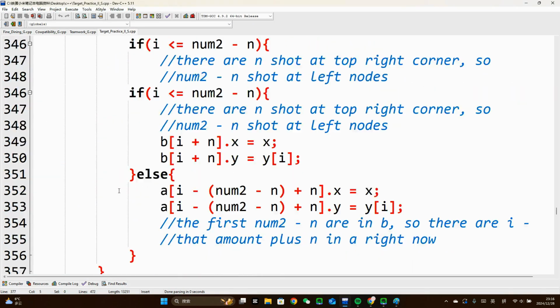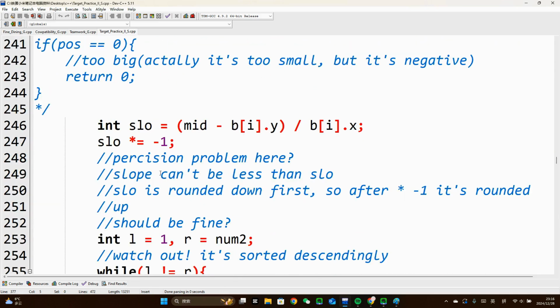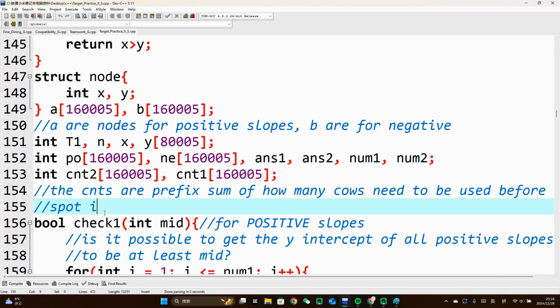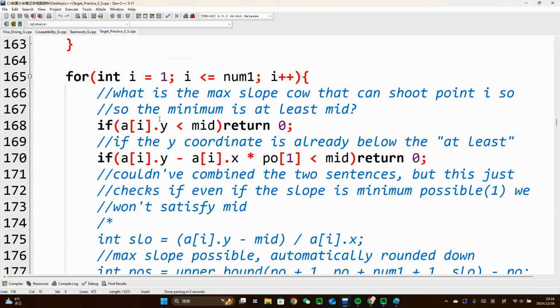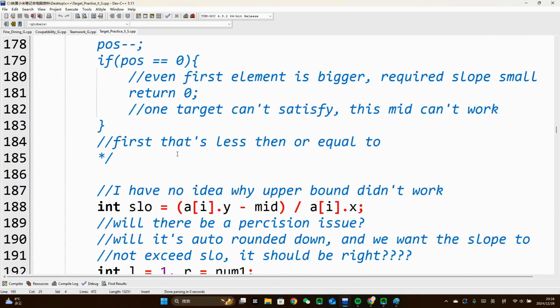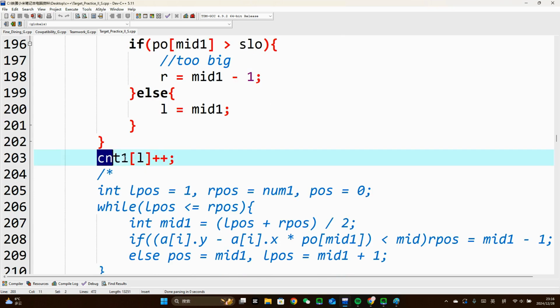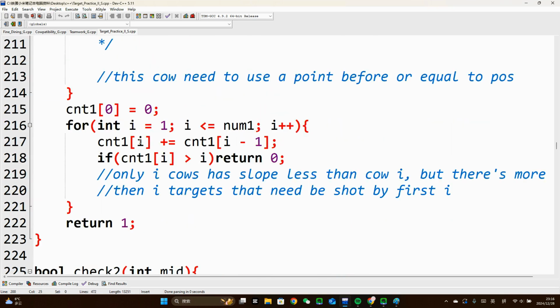And now for this maximum minimum position, we go to every single point that we know are going to be shot by positive slope, which is found in this function. All right, check one, right? For each of these number one points that we know are going to be shot by positive slope, we binary search the minimum value, the maximum slope that we can shoot it with. And we use a prefix sum array to count how many cows we need for each slope range.